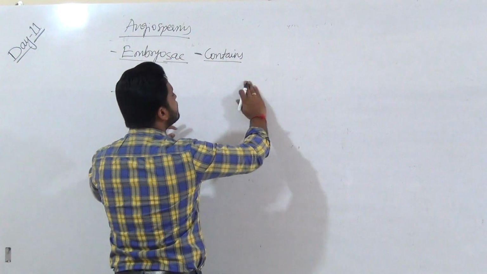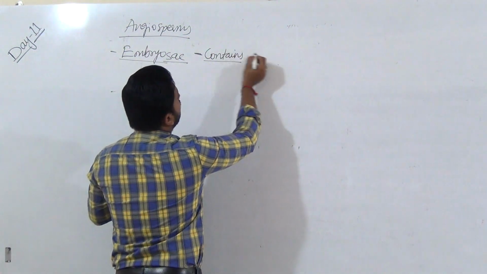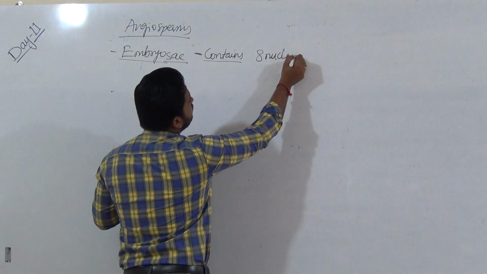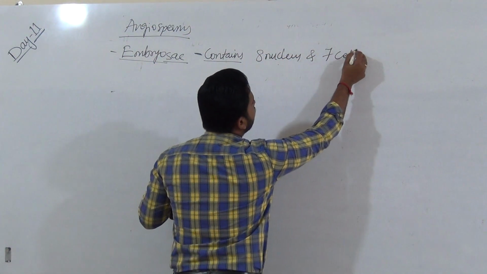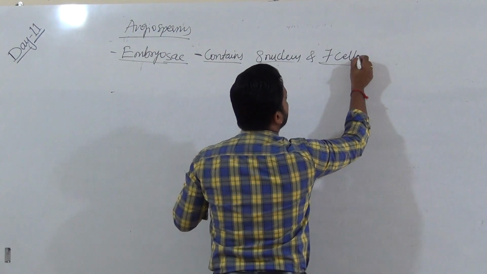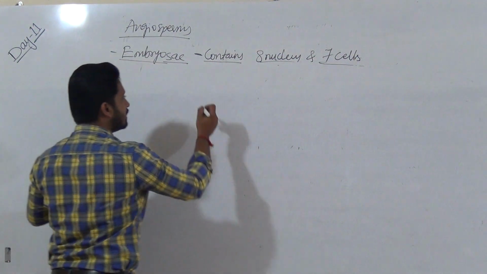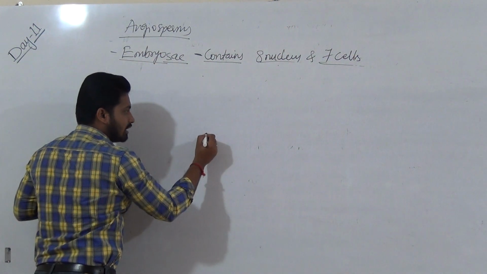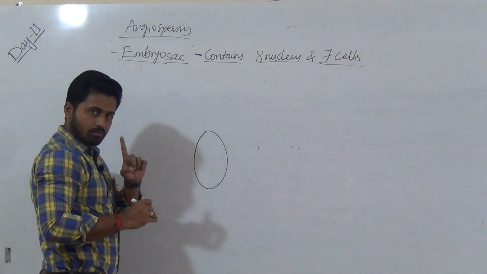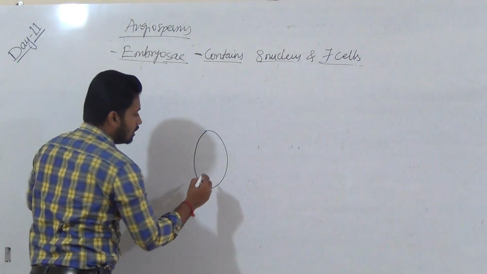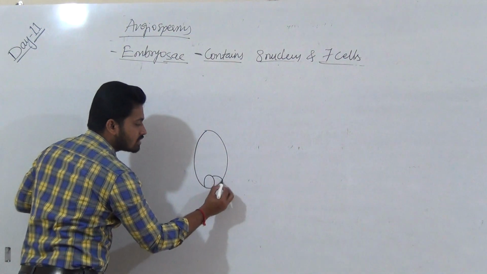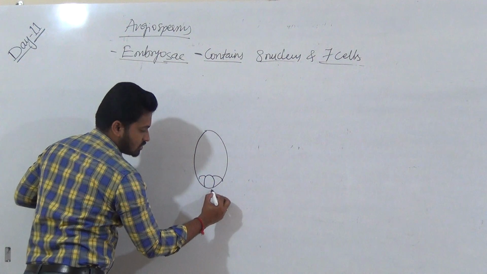That is, it divides again mitotically and contains 8 nuclei and 7 cells, or 7-celled condition. Such a structure is formed. This is the one embryo sac which is formed from 1 megaspore. Now it develops into a 3-celled structure called the egg apparatus.